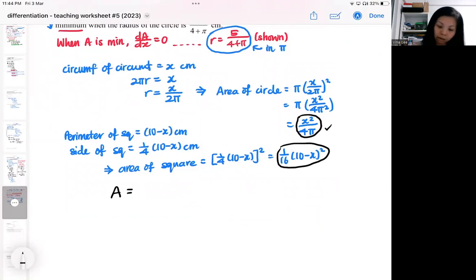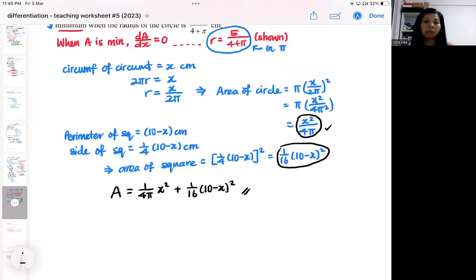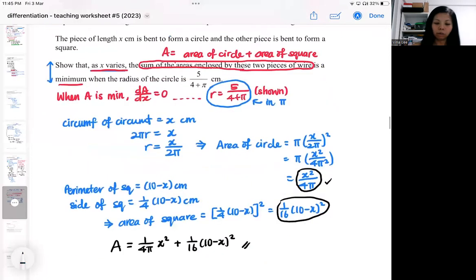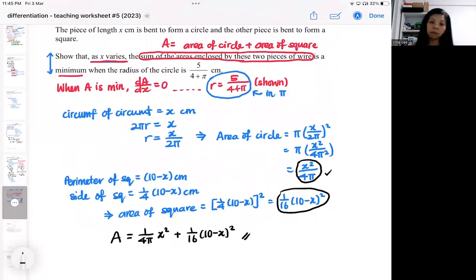Okay, so for this part, I'm going to be writing in this manner to facilitate the differentiation later. And then I'm going to add the area of the square. So that will be the expression that I'm dealing with. So this is the area that I'm interested in, and this is the area that I need to make minimum. So as we explained just now, I will need the area formula first.